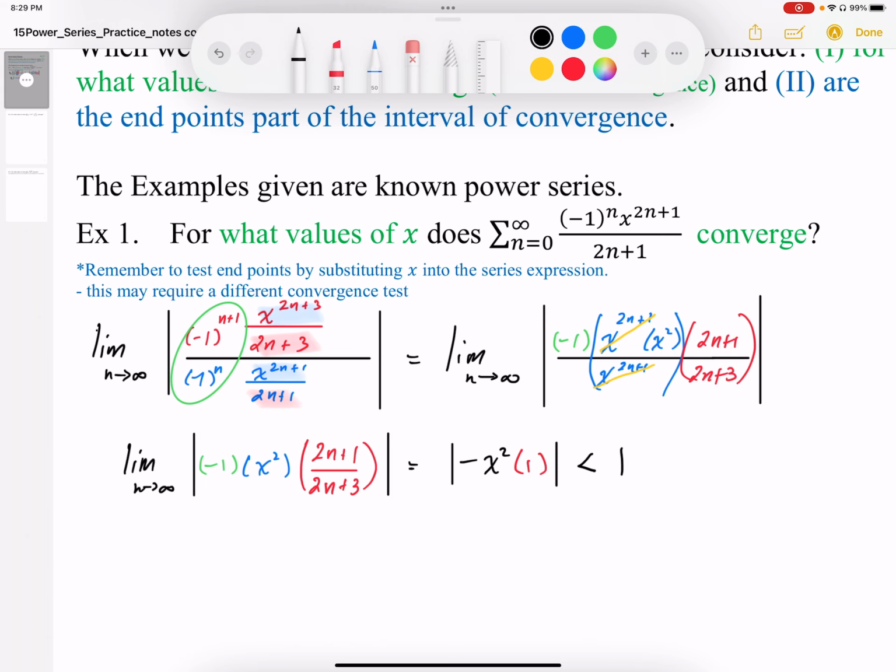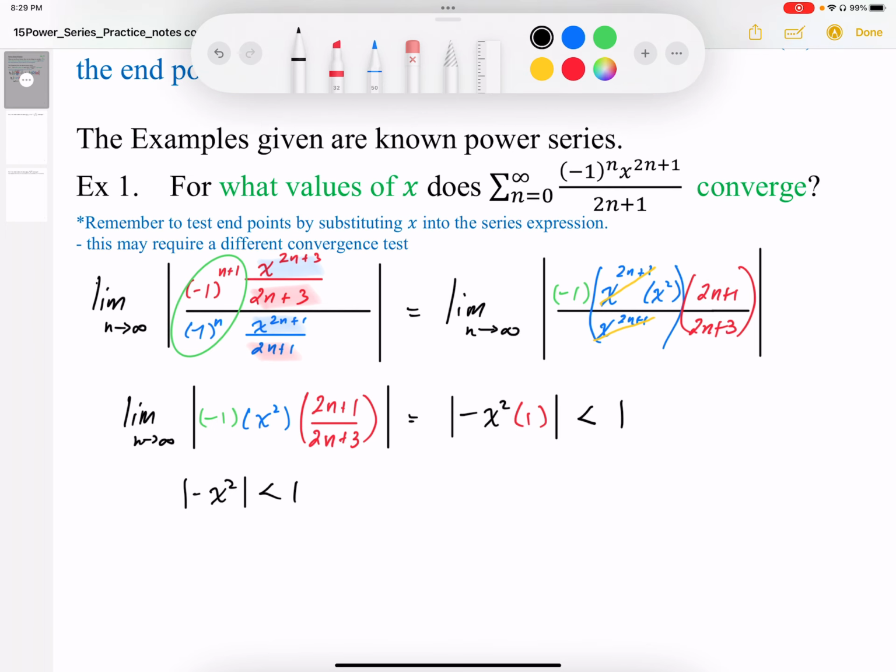Our interval so far then is we have negative x squared is less than 1. Now we can interpret this as x squared is less than 1, which then we get x is less than 1, x is greater than negative 1. So there's our radius so far. Now to find out the interval, we need to test the endpoints.